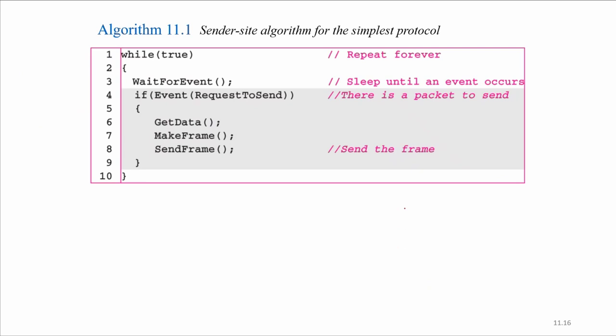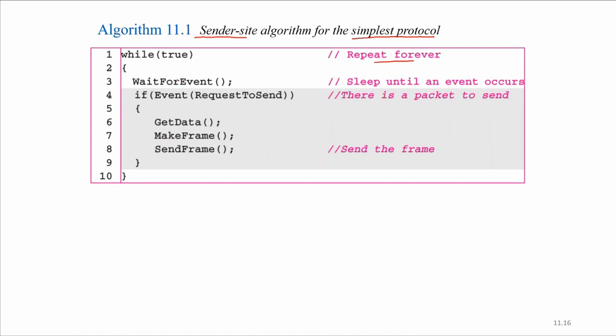So the same thing is being given here. At the sender side, a pseudo code or algorithm is given. So the sender side algorithm for the simplest protocol: it will be forever true. Repeat forever means it is true forever. So there is a while, and inside the while there will be some set of codes.